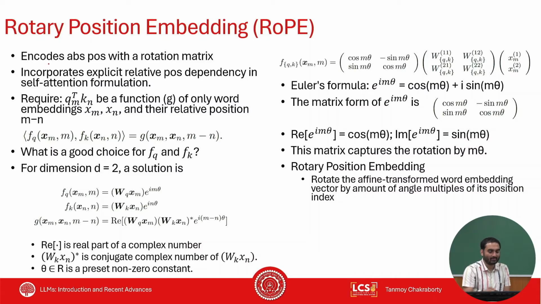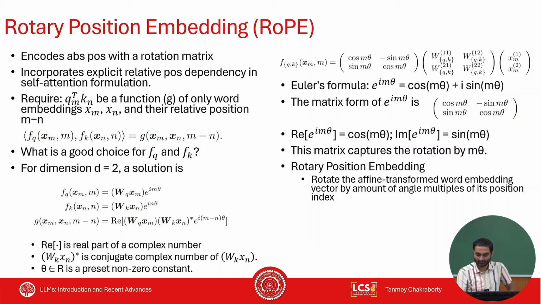So RoPE encodes the absolute position with a rotation matrix. How do we rotate a vector? We rotate a vector using a rotation matrix. By the way, all of you should know that when we multiply a matrix with a vector, it is just a linear transformation, right? Due to the transformation, the magnitude of the vector may get changed. But a rotation matrix is a special matrix. If we multiply it with a vector, the magnitude will remain the same, but the angle will change.